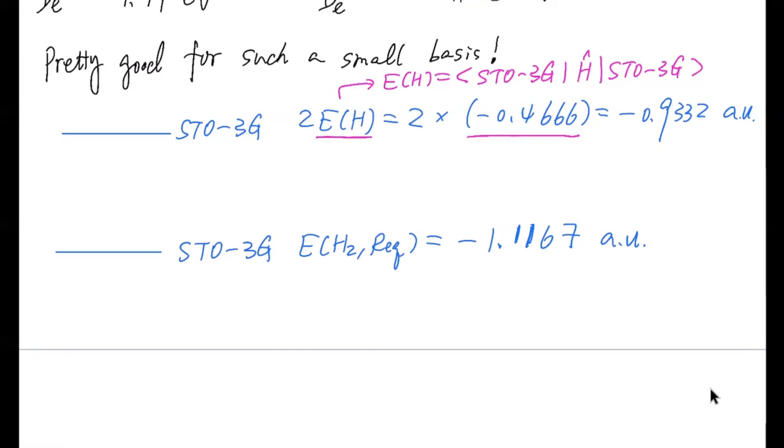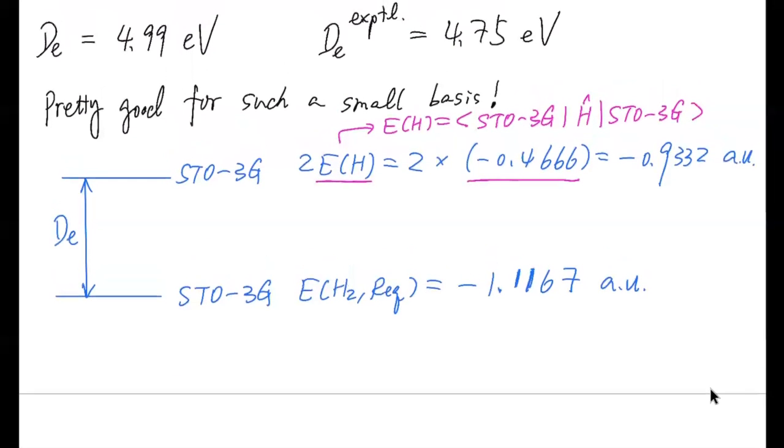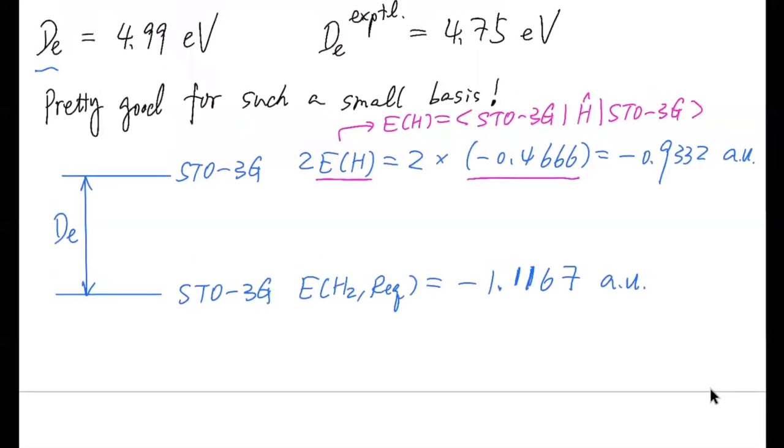And based on this, we calculate the dissociation energy, right? The energy difference between these two is the dissociation energy, which is 4.99 electron volt.